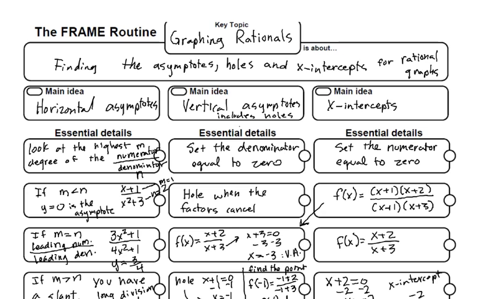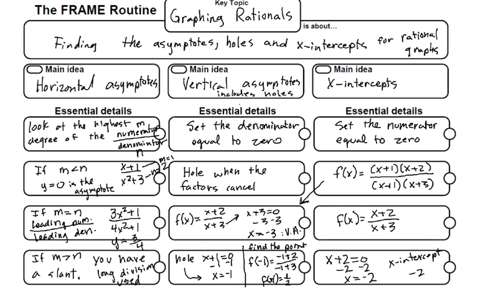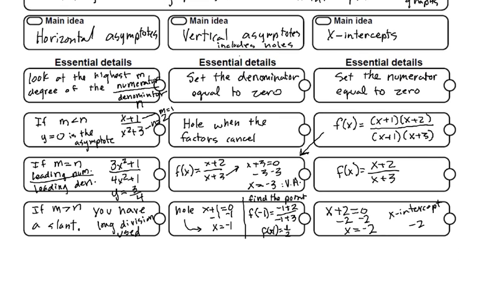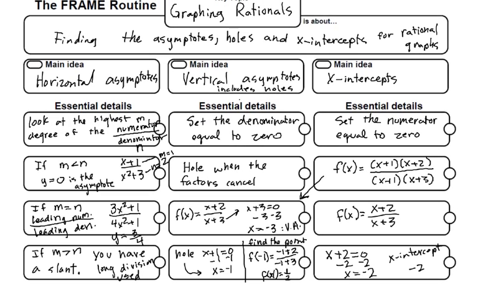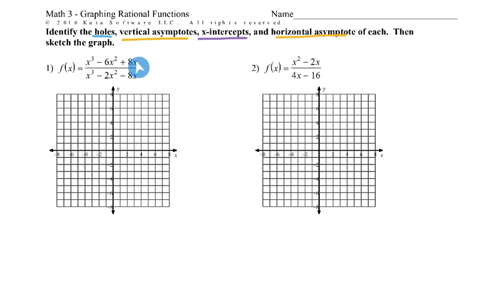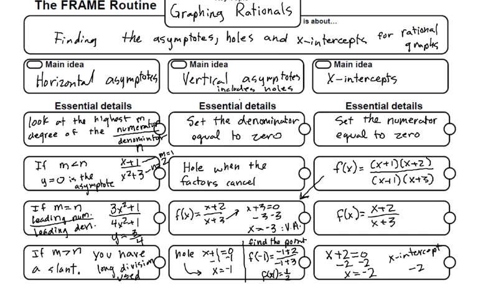Now, the first thing that we need to look at, and this frame you can download on the website if you don't have it, is the horizontal asymptote. The horizontal asymptote here is the easiest to find. You take a look at the highest degree of the numerator and the denominator. Going back to our problem, the highest degree on each of these is 3. The numerator we'll call m, denominator n.